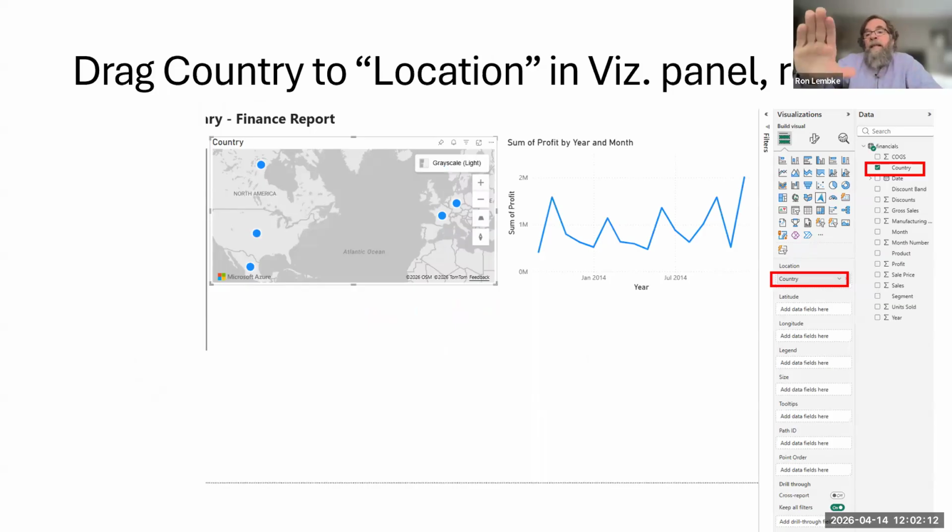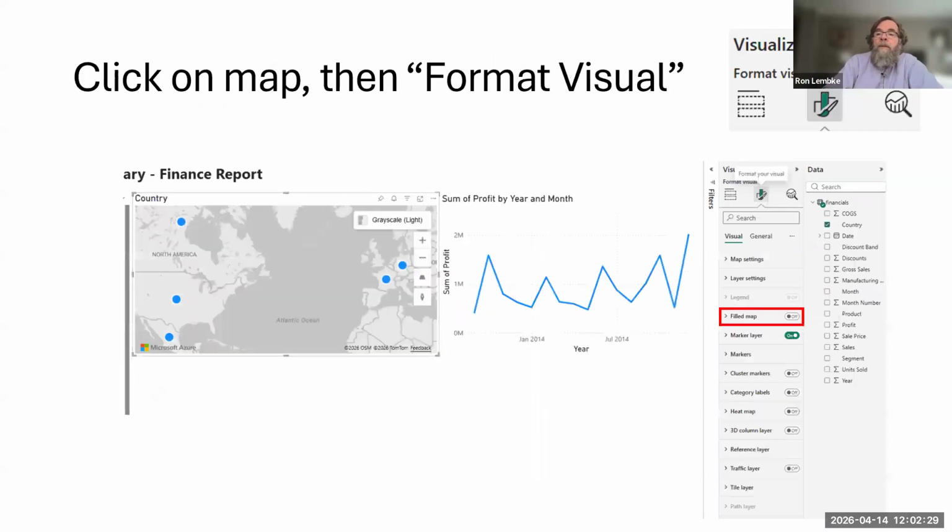Click on the map, and then looking at the visualizations part, we'll see location, and then the information about how we get the locations to be graphed. So we're going to click on country and drag that down and put it in the location section. So now we've got the start of a map. And we're going to click on it and say that we want a filled map.